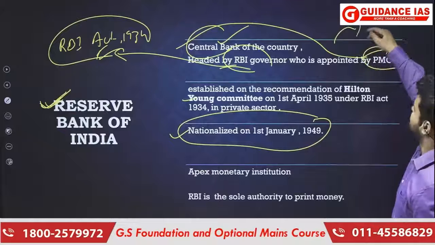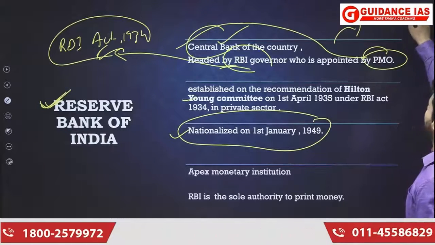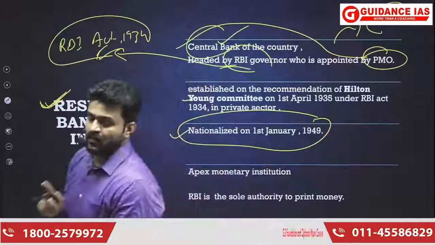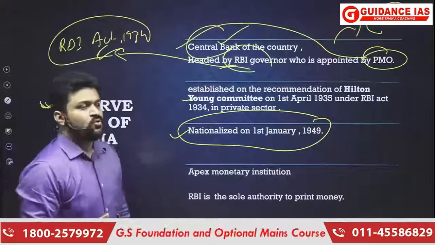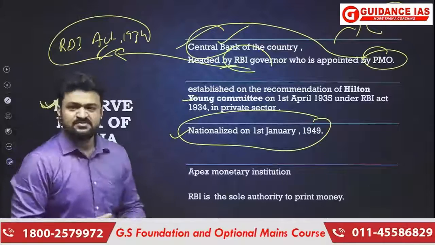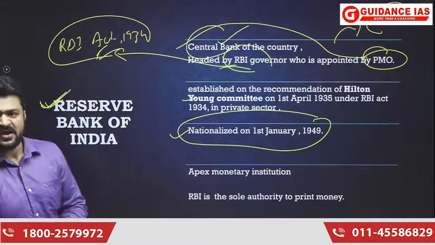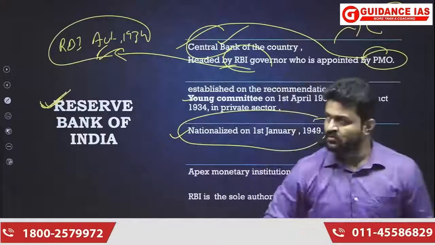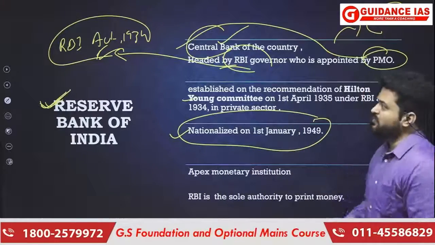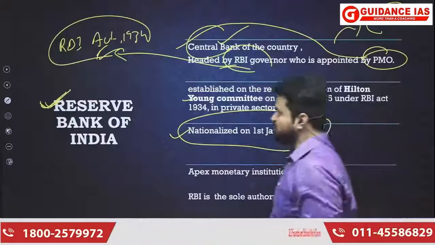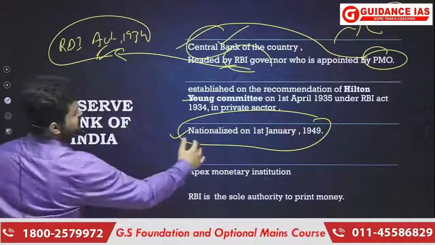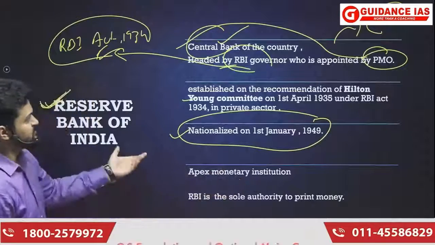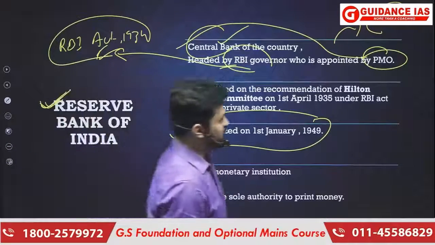So it was established in 1935 through the 1934 RBI Act in the private sector. Okay, so no anomaly here. It was established in the private sector means majority shareholding was by the private sector, and it was established by the Act means there was a statute, a law which provided for this particular body. Now afterwards in 1949 it was nationalized. Okay, and it is the apex monetary institution, that means the apex institution for monetary policy.